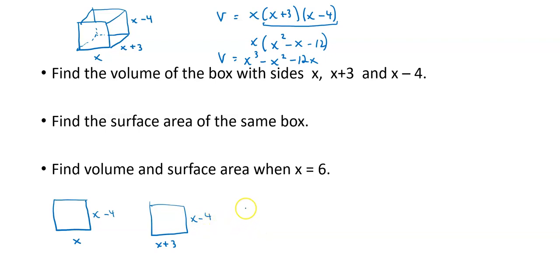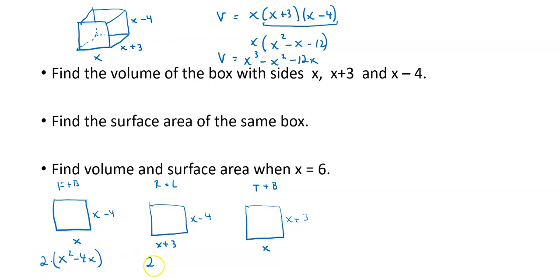And the bottom of the box is x times x plus 3. Right? So this is the front. Oh, but it's also the back. This is the right side, but it's also the left side. And this is the top, but it's also the bottom. And so once I find the product, x times x minus 4, which is what? x squared minus 4x, I'll double it, and there's two of my faces.